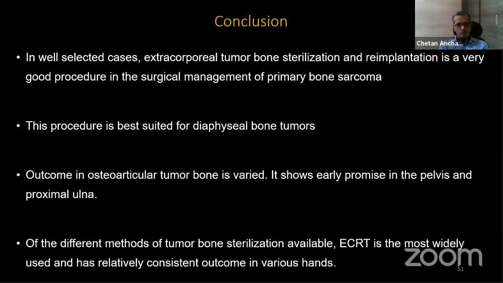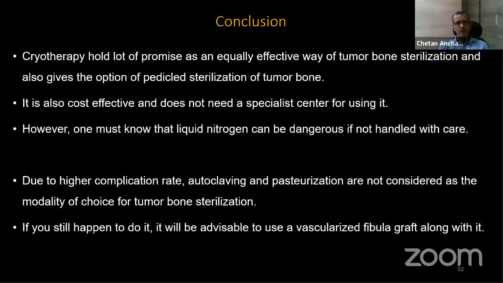Of the different methods of tumor bone sterilization available, ECRT is the most widely used and has relatively consistent outcome in various hands. Cryotherapy holds a lot of promise as an equally effective way of tumor bone sterilization and also gives the option of pedicle sterilization of tumor bone. It is also very cost effective and does not need a specialist center. However, one must know that liquid nitrogen can be dangerous and has to be handled with care.